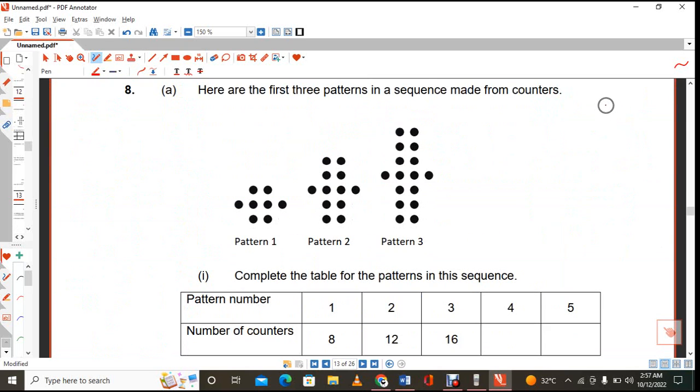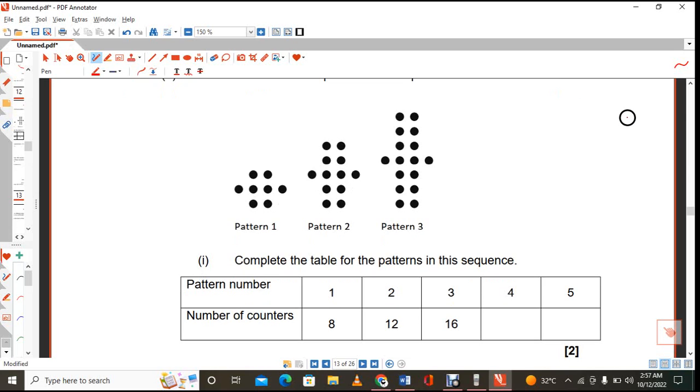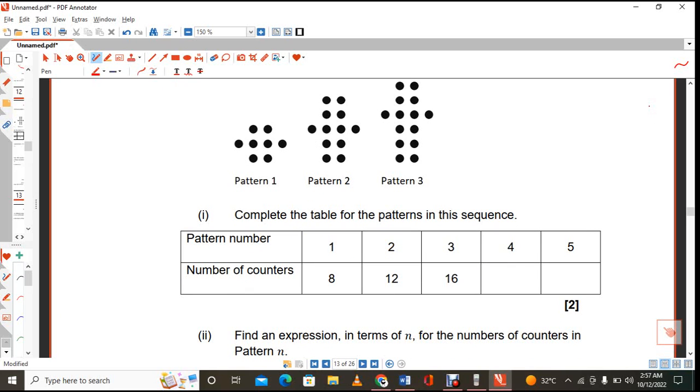Question 8. Here are the first 3 patterns in a sequence made from counters. You can see the first one has got 8 counters, the second one has 12, the third one has 20. So obviously there is something going on here. You are adding every time, because if you take 12 take away 8, that's going to give you 4, and 16 take away 12 also gives you 4. So we're going to add 4 every time, so we can complete like so.